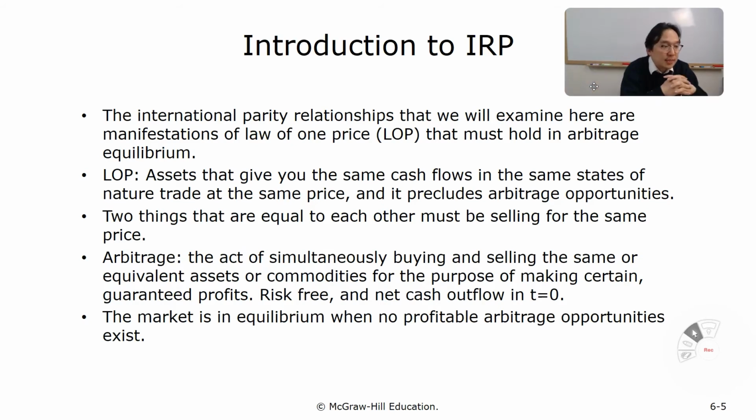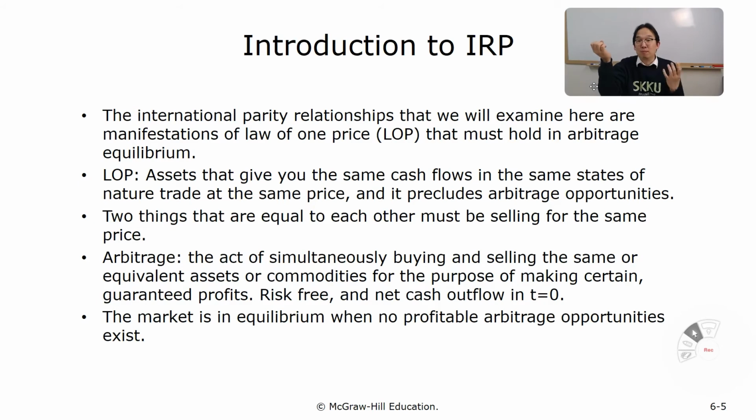So that's that. Two things that are equal to each other must be selling for the same price. 24K gold, one ounce, and another ounce of 24K gold should trade at the same price. London market versus French market, Paris market, or Stockholm market, it should give me the same price. If not, you have arbitrage opportunities. Like what? Like Jim Rogers. What did he say? Buy low, sell high.